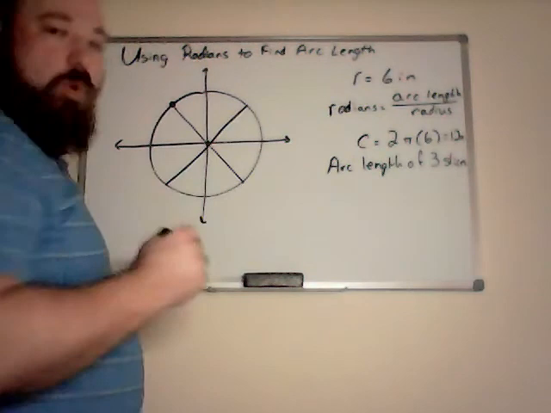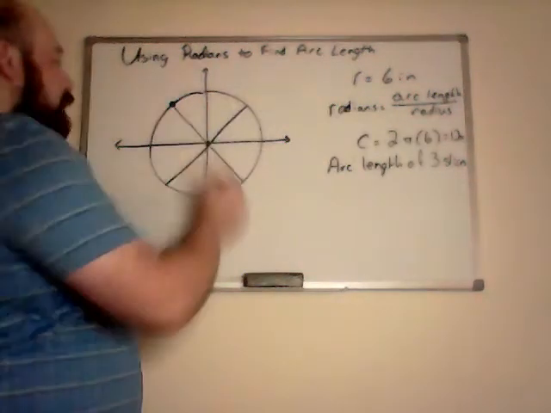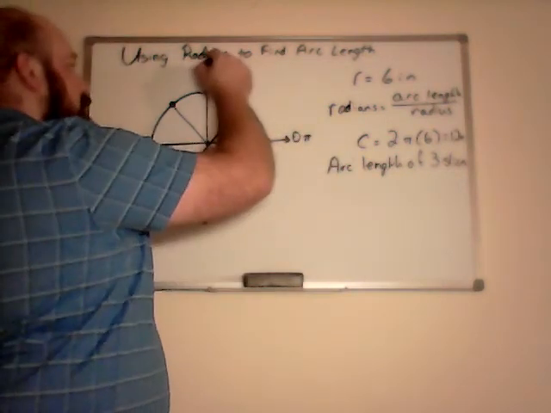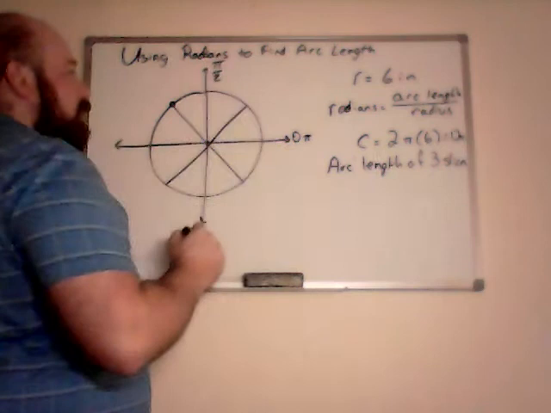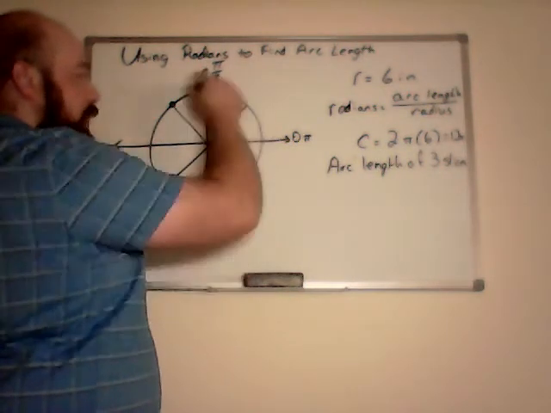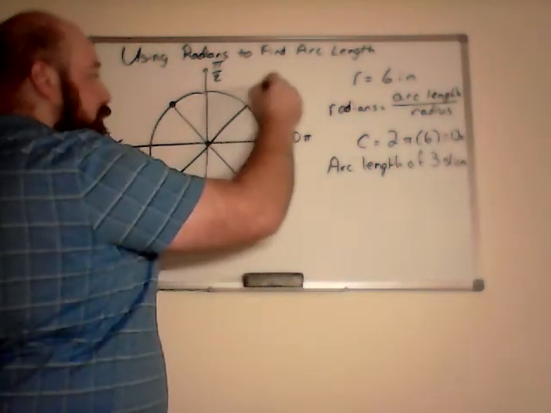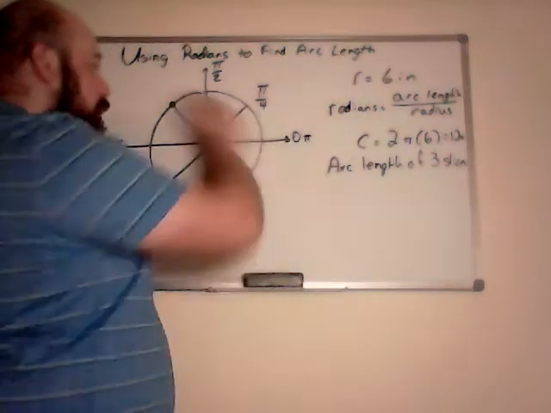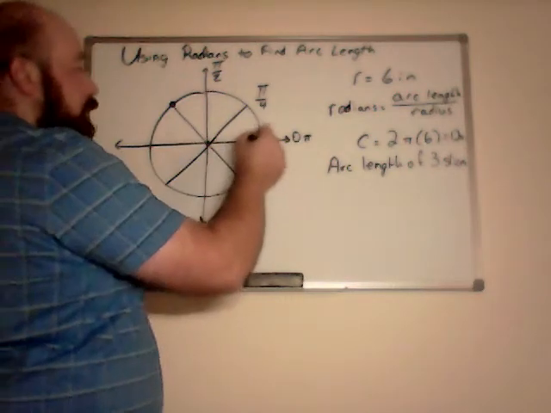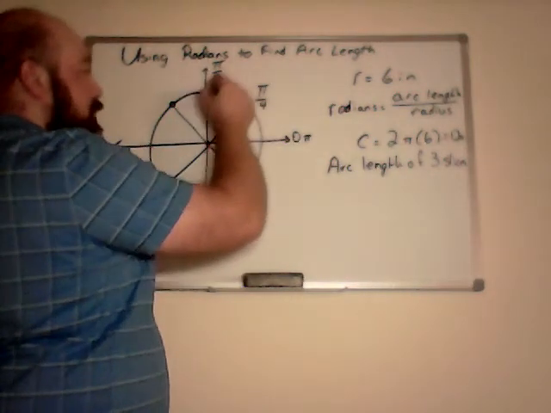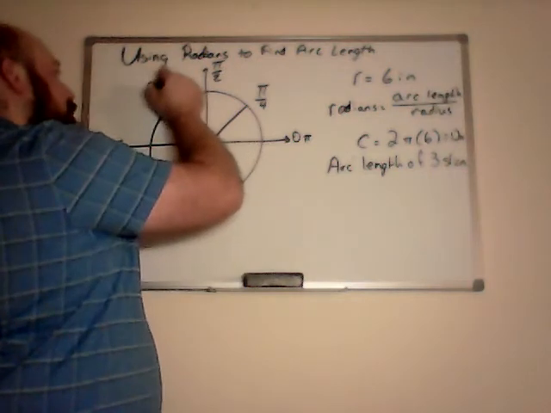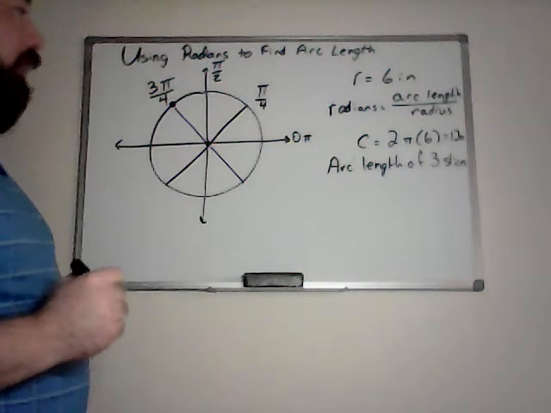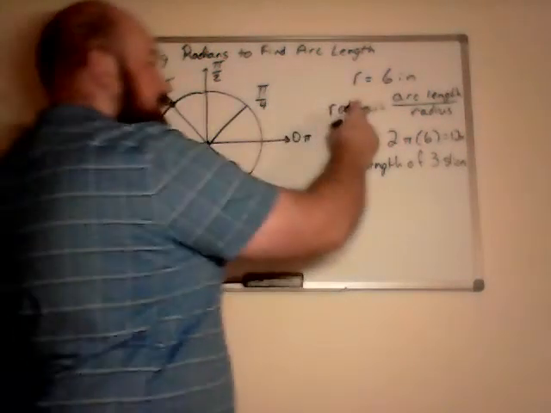So what is the radian measure over here going to be? Well, I know it starts at 0 pi, and I know that this is pi over 2. So halfway between 0 and pi over 2 is pi over 4. Each one of these slices is pi over 4 apart. So this one here is pi over 4, this is really pi over 2, but it's also 2 pi over 4, which makes this 3 pi over 4.